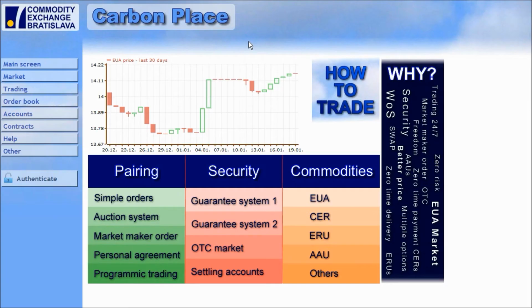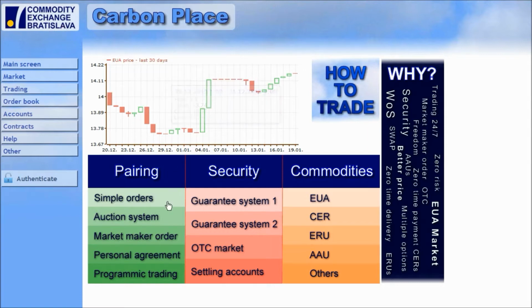Welcome to Carbon Place, market with carbon allowances. It is possible to trade here EUAs, CERs, ERUs or AAUs. Carbon Place is run by Commodity Exchange Bratislava, regulated commodity exchange by law registered in Slovakia. You can find Carbon Place at carbonplace.eu.